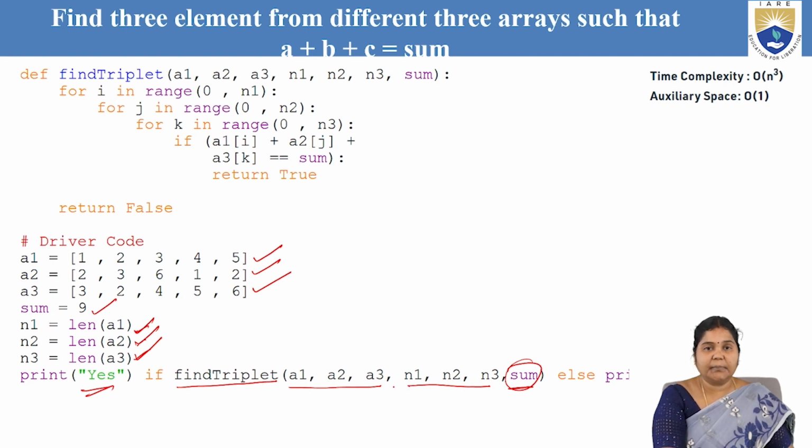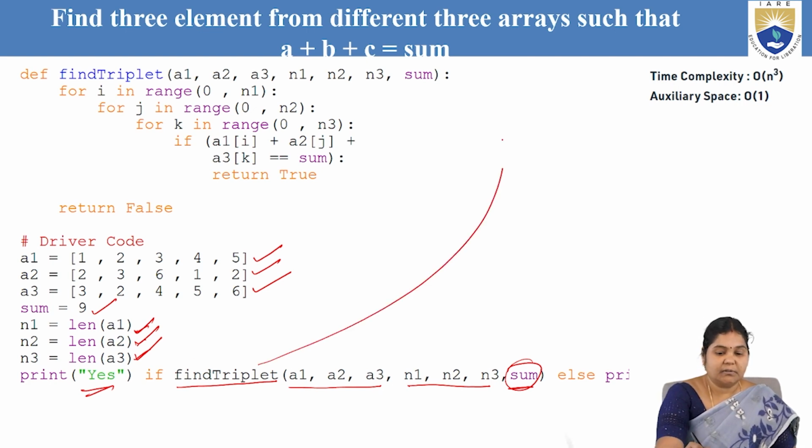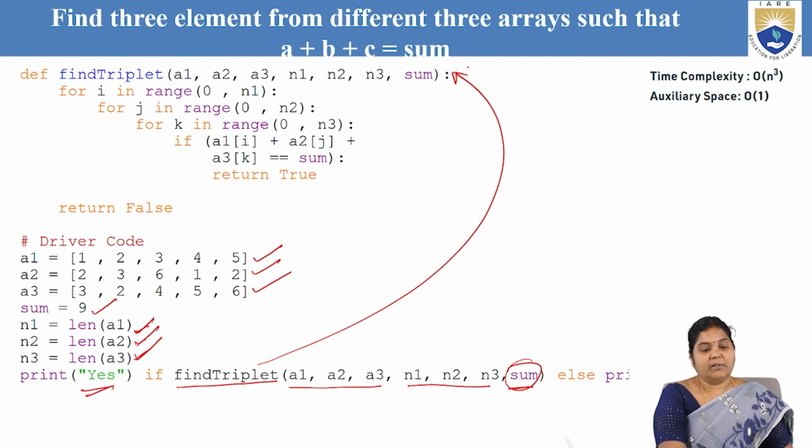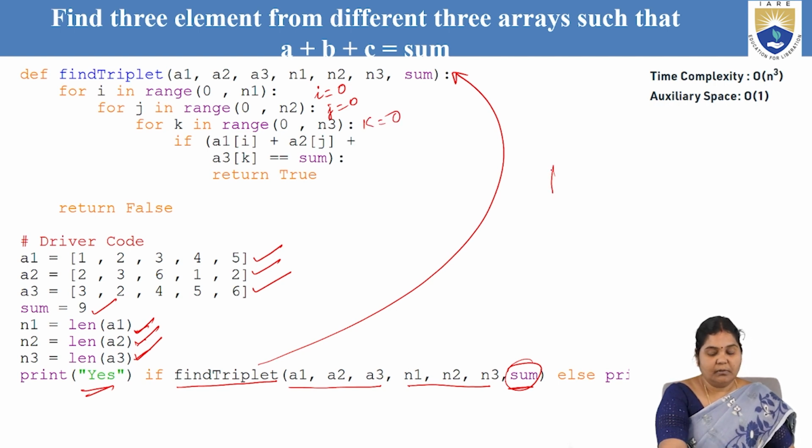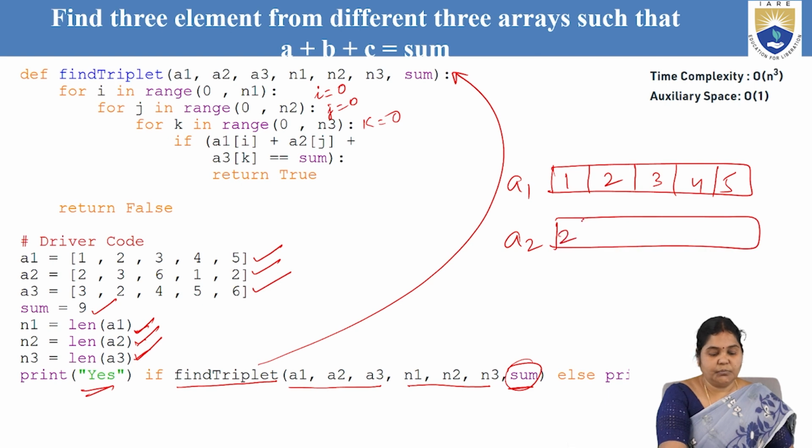So how to get the triplet? Let us understand. When you call this function, the pointer goes there. Now let us use the naive approach where we are going to use three different loops. For i in the range of 0 to n1, for j in the range of 0 to n2, for k in the range of 0 to n3. That is, you are iterating through all the elements. Starting in the beginning, i is equal to 0, j is equal to 0 and k is equal to 0. The elements are 1, 2, 3, 4 and 5. This is array A1. A2 is 2, 3, 6, 1 and 2. And A3.